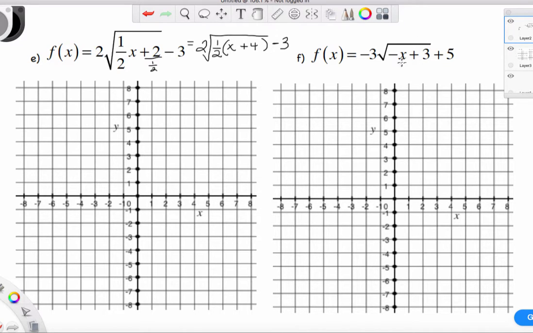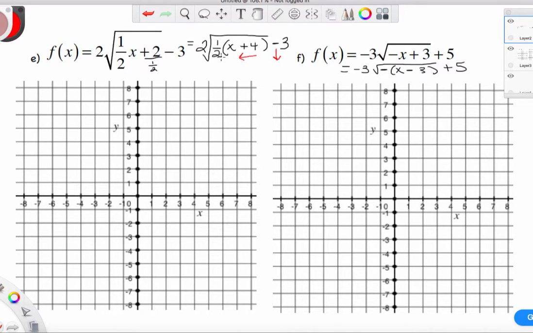And over here, I'm going to have to factor out that negative off that x. So I end up with negative 3 square root of negative x minus 3, and then plus 5 on the end. Okay, so let's take care of our shifting. I have a minus 3 on the outside, which is a downshift. I have a plus 4 on the inside, which is a left shift. It's opposite of what you think.